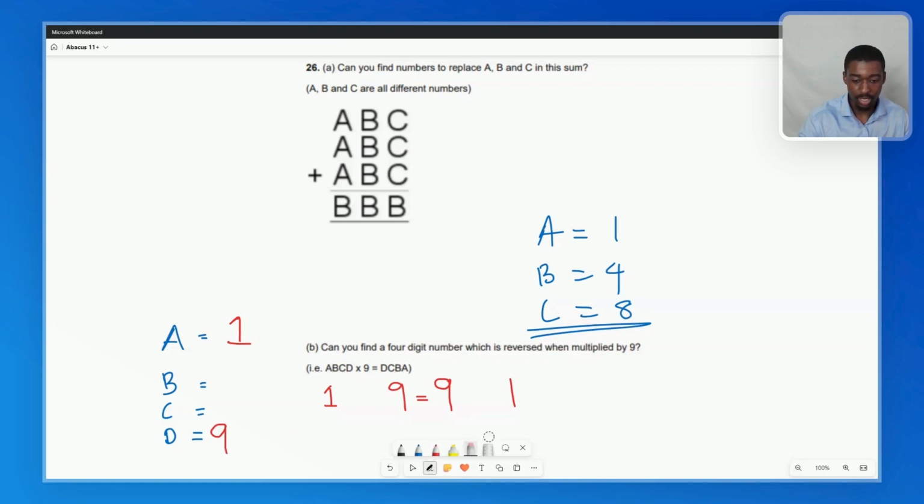Okay. Now, how do we work out B and C? Let's see if we can get through this last part of the question. Well, what's going on here? First, we have to realize that if D is indeed 9, then remember, this is 9 units. And 9 units multiplied by 9, yes, is going to end in 1. But what's 9 times 9? It's not just 1, it's 81, right? 9 times 9 is 81.